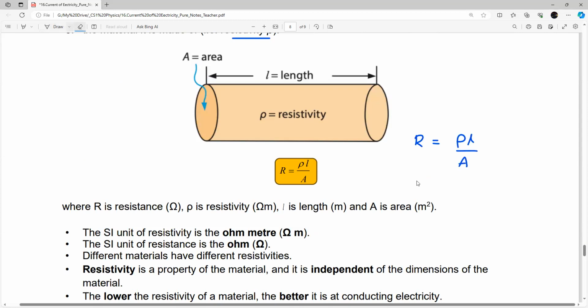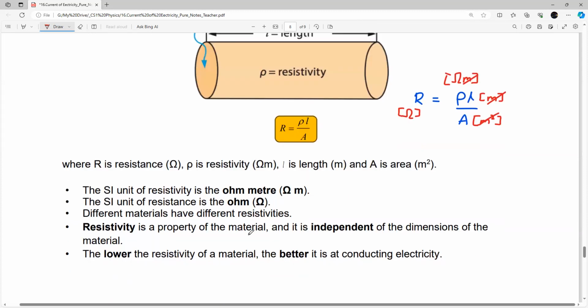The unit for resistance is still ohm. For resistivity, the unit is ohm meter. Length is meter. Area is meter square. So you can see that the meter cancels out with meter square, and what remains as resistance is ohm.